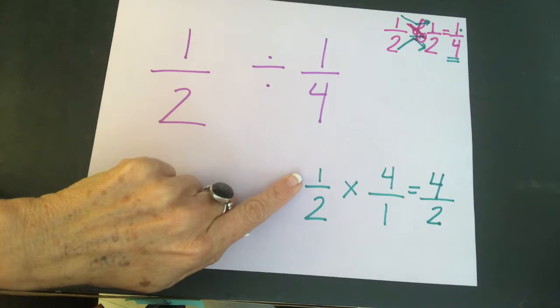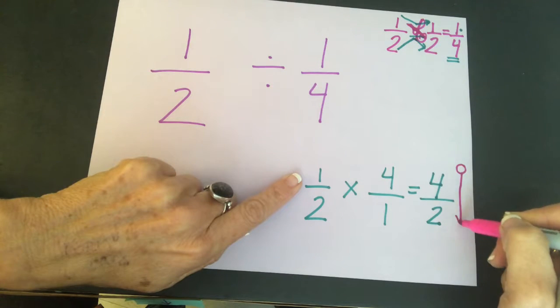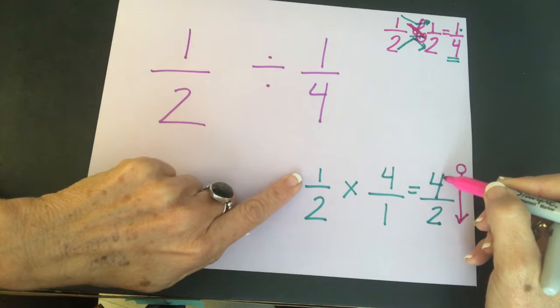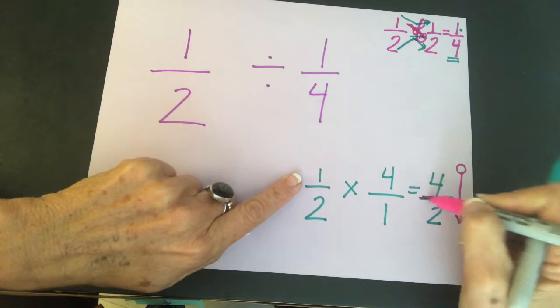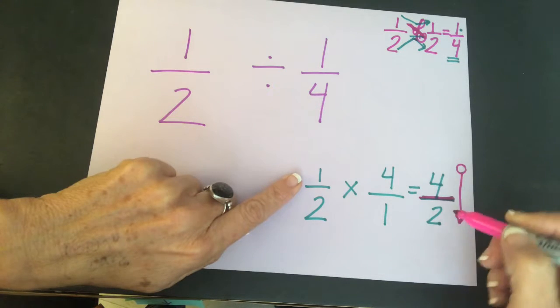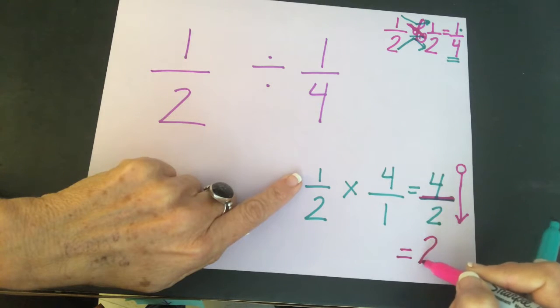When I read a fraction, I'm going to read it from the top down to the bottom, because that's how you read English. I'm going to read the 4, and then I'm going to read this line as the dividing sign, and I'm going to read 4 divided by 2. And the answer of 4 divided by 2 is 2.